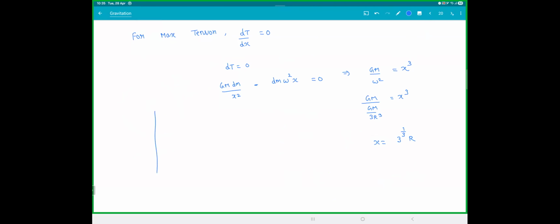So if you try to plot a graph between the tension in the rod versus x, the graph will start at R because that's where the rod starts. I don't know how the graph exactly looks, but it will go up. Then it will again become 0 because the tension is 0 at 2R. This is not a parabola. And the peak value will occur somewhere here at 3 power 1 by 3 R. That's your maximum tension.